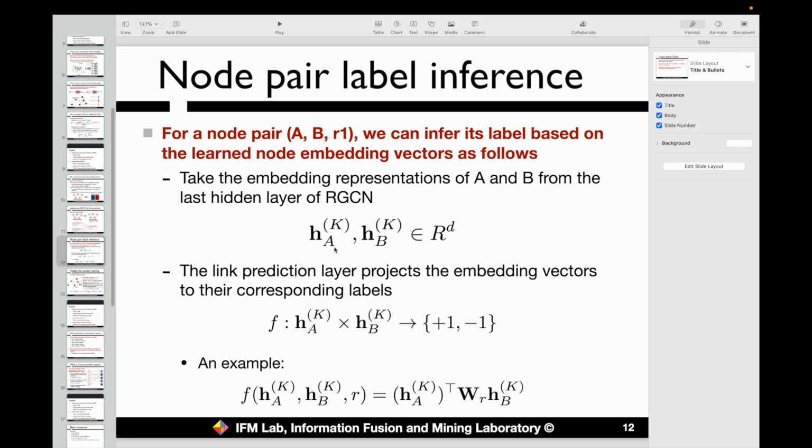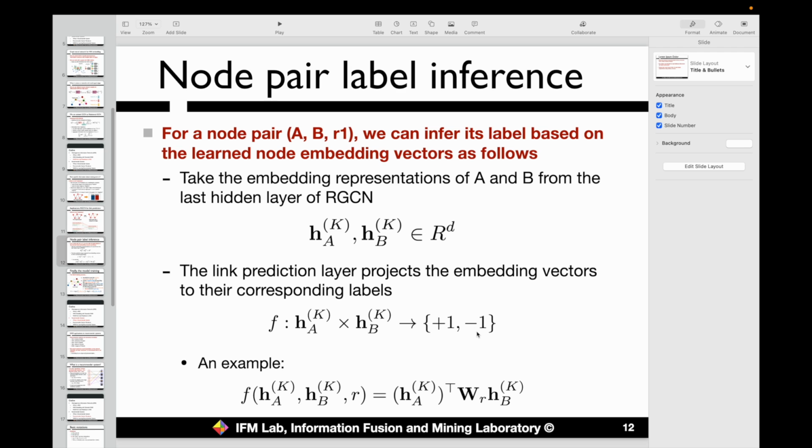Then we can feed these embedding vectors to the functional component to classify them into a label, either positive or negative. Positive denotes these two nodes can be connected to each other. Negative denotes they are not connected to each other. In other words, we are inferring the potential connection among them, and we can denote this connection as a mapping. We define one mapping to project HA and HB to either positive or negative classes.